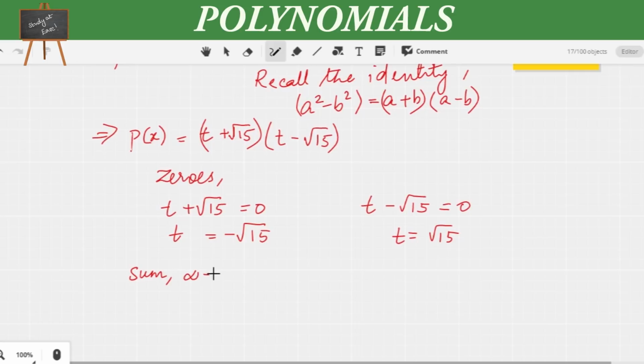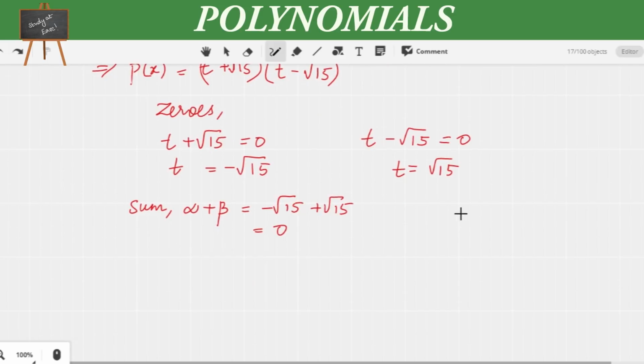In order to verify, let us take the sum of the two zeros, that is alpha plus beta, which is equal to minus root 15 plus root 15 is equal to 0. So alpha plus beta should be equal to minus b over a. As you see in the question, we do not have a b term, so it is equal to 0.